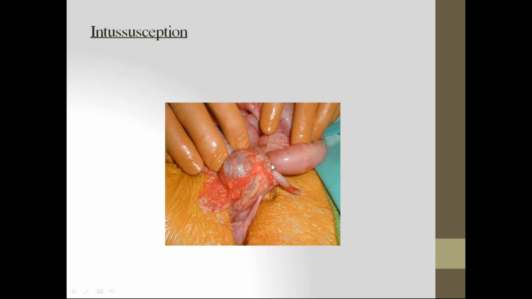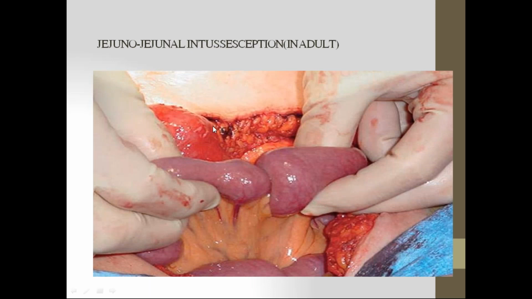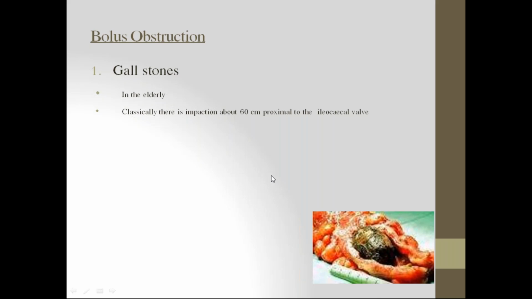The part which first enters is known as the apex, and then the neck of the intussusception. Different parts are present for the intussuscipiens and intussusceptum. This is a jejunal intussusception in an adult. Here, most commonly, there will be a lead point like an underlying submucous lipoma, a polyp, or a hemangioma. All these conditions can lead to jejunal intussusception. So, coming to bolus obstruction, gallstones.